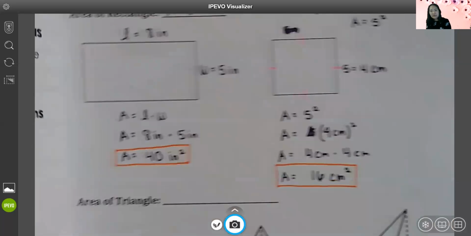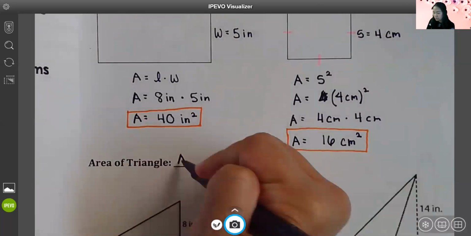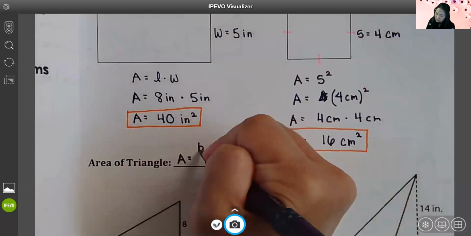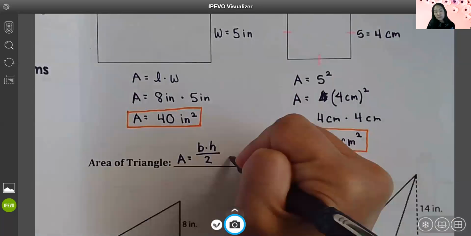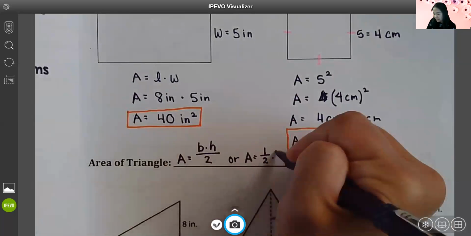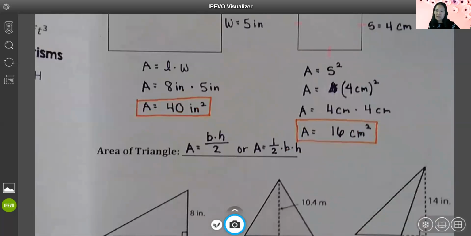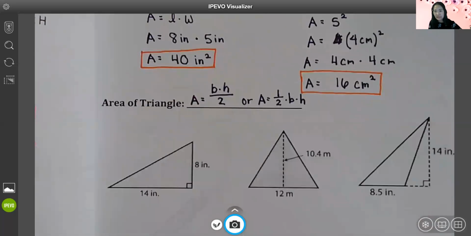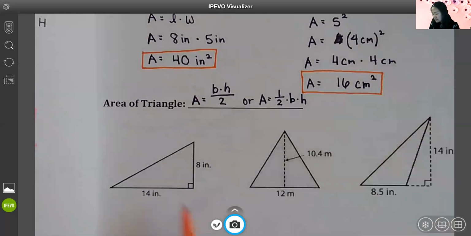Okay. Now, area of a triangle is area equals, I'm going to use the easier one, which is the base times height divided by 2. But I do want you to know that it is the same as half times base times height. Same formula. Okay, one thing you need to be careful about with the base and the height is this: you need to know which one's the base and which one's the height. I think it makes pretty good sense to you guys to say that this is the base.